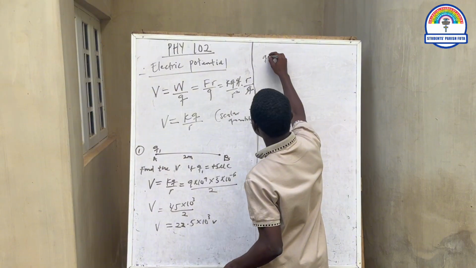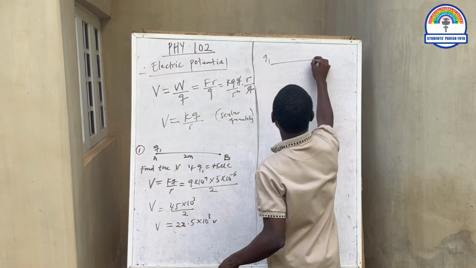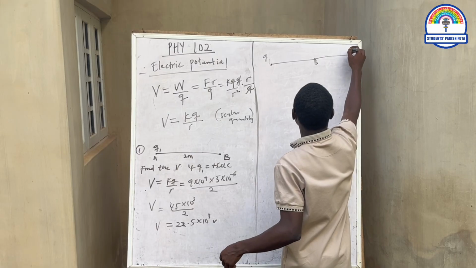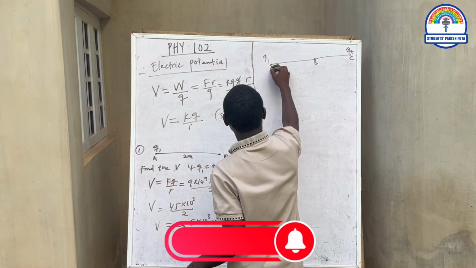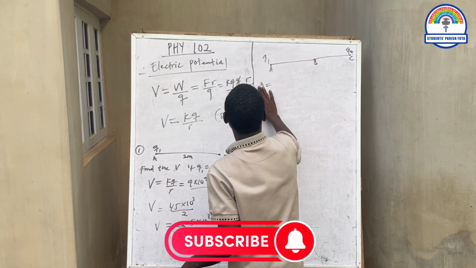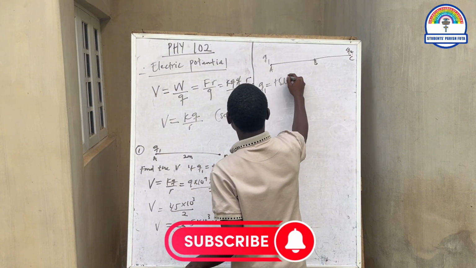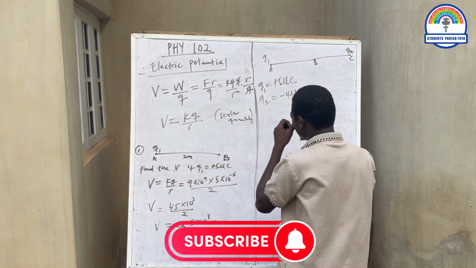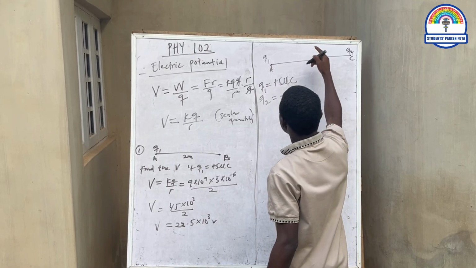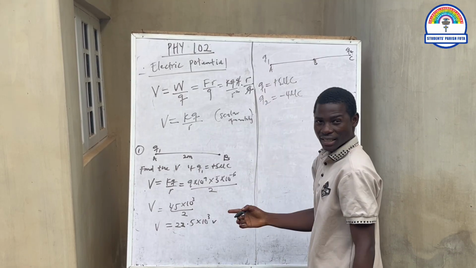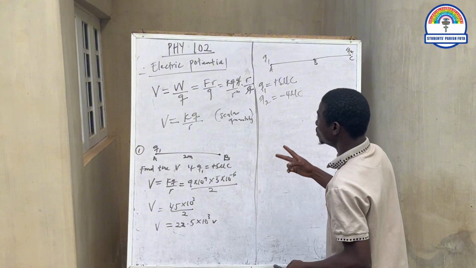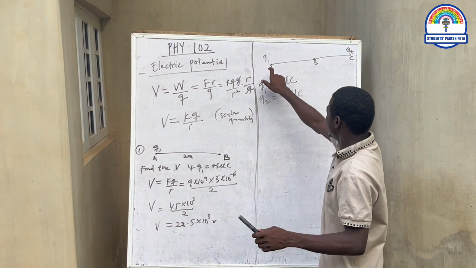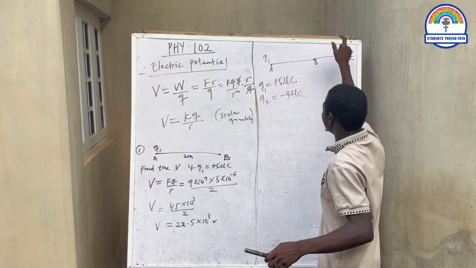Let's assume we have Q1 here, then B, then C, and you have Q2 here. Your Q1 is plus 5 microcoulomb. Your Q2 is negative 4 microcoulomb. So what would be your potential difference at point B? Just like electric field intensity, you don't need a charge at B even if you are given one. You just need a single charge's influence, the effect of this on this.